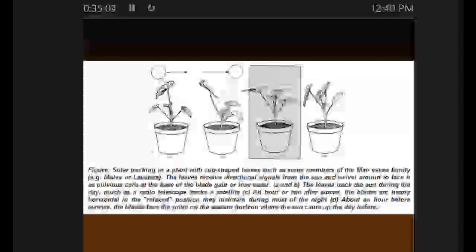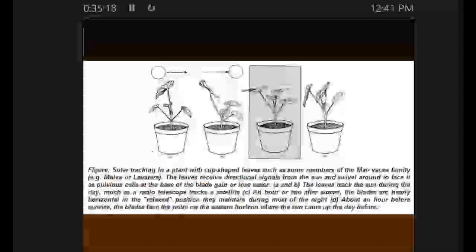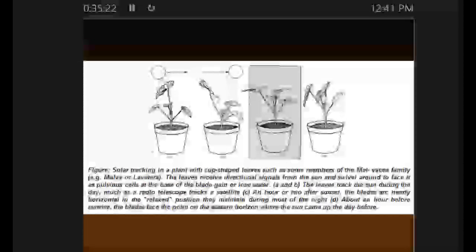They will, toward the end of the night, shift and face east. And if you think about it, that's pretty cool because that means as soon as the sun comes up, they're ready. They're ready to start doing photosynthesis. And so it's very efficient for them to be able to tell time and get ready for the sun to come up. So quite amazing.